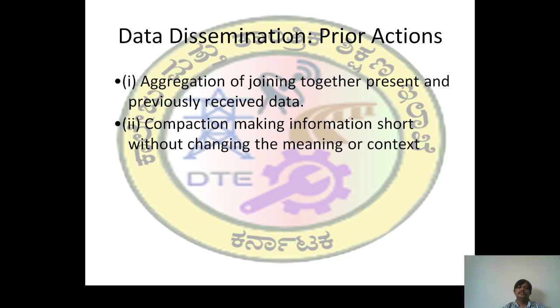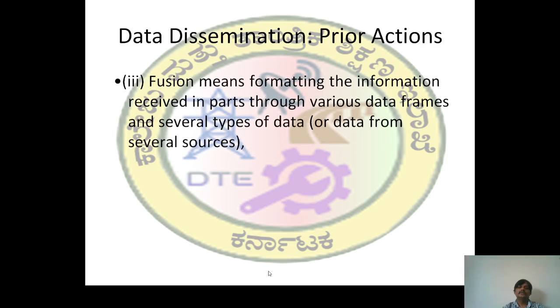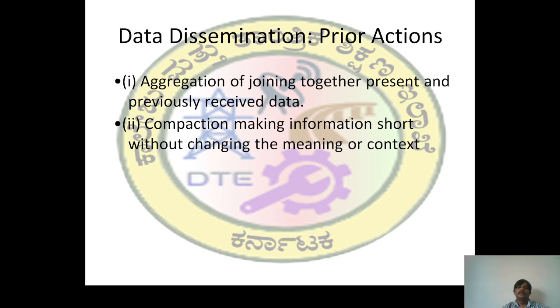Next is data dissemination. It consists of three steps: aggregation, compaction, and fusion. Aggregation refers to the process of joining together present and previously received data frames after removing the redundant or duplicate data. Compaction means making information short without changing the meaning or context. For example, transmitting only the incremental data so that the information sent is short.